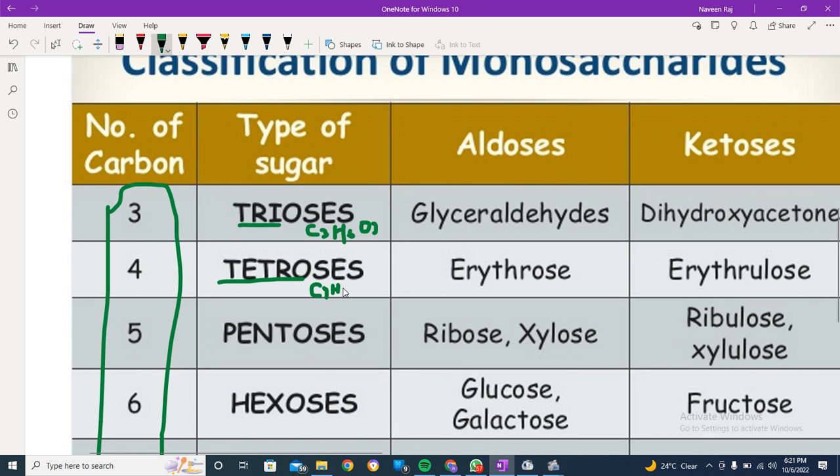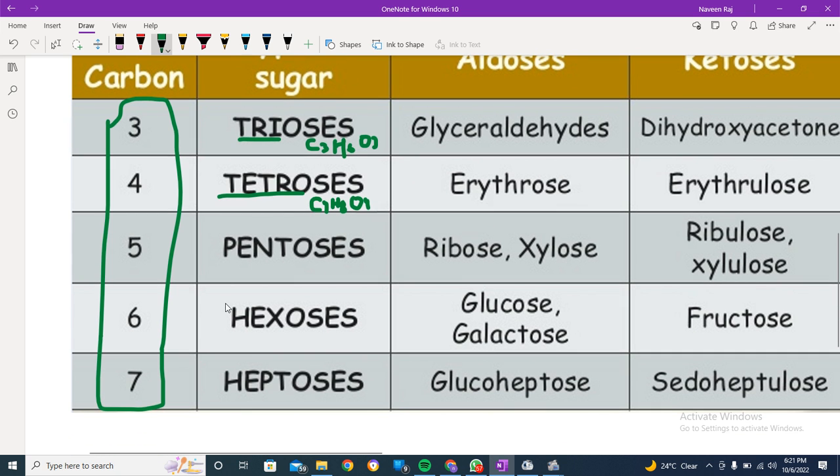C4H8O4. Right. We got pentoses. Pento means pentagon, five corners, so the value is 5: C5H10O5. This is how you'll be making formulas.